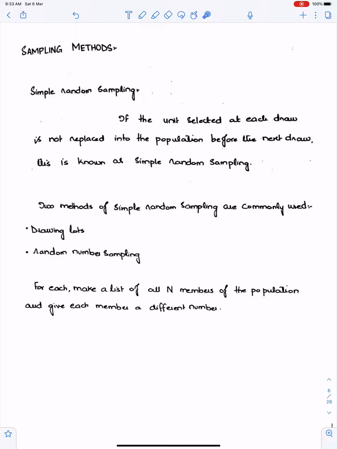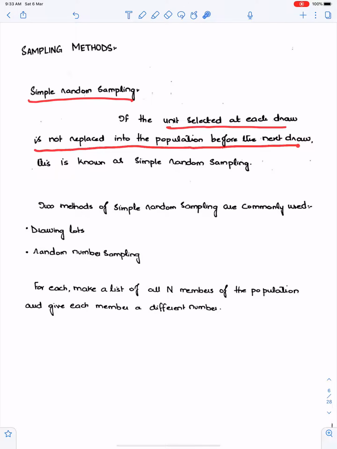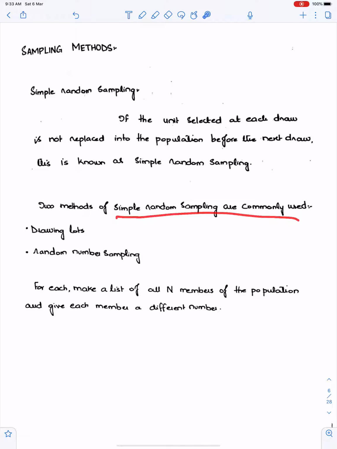Sampling methods. Simple random sampling. If the unit selected at each draw is not replaced into the population before the next draw, then this is known as simple random sampling. Or you can say this is sampling without replacement. Two methods of simple random sampling are commonly used: drawing lots and random number sampling. For each, make a list of all n members of the population and give each member a different number.